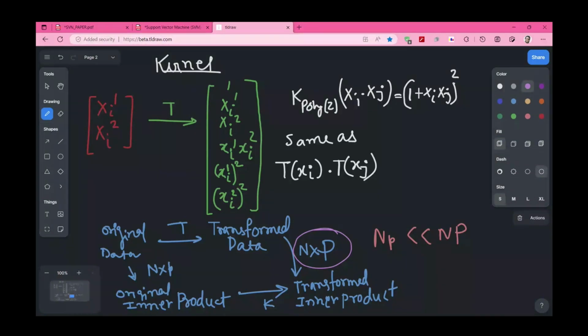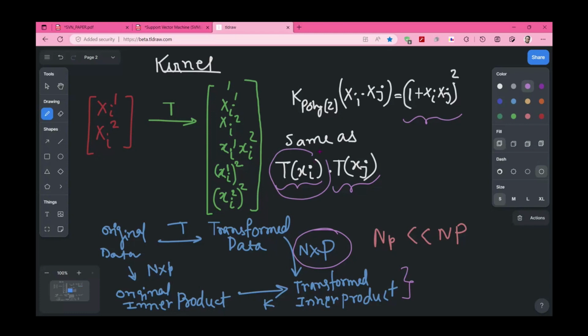But rather than doing that, without transforming the data we can find the inner products of the original data, that is xi1 and xi2. We can find 1 plus xi1. This is the polynomial kernel that we are applying here: 1 plus the dot product of xi and xj, all squared. When we square this, we directly get the transformed inner products, all those terms that were present after transforming t of xi and t of xj. If we find the inner product of those, we get the same result as from this.